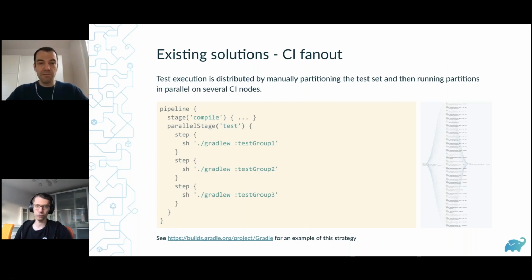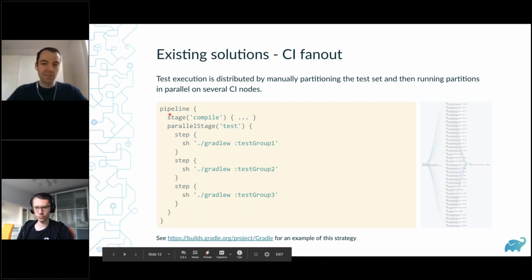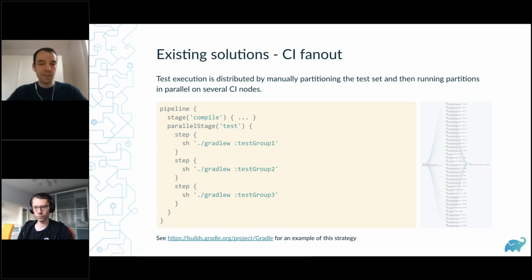Another solution is called CI Fanout. Here test execution is distributed by manually partitioning the test set and then running the partitions in parallel on several CI nodes. It usually looks like this. This is a pseudo pipeline script. You have some stage, called compile, where you compile all your test classes or your production classes as well. And if you have a build cache, you can store that in the build cache, so later stages don't have to redo those steps. Then in the next stage, which you can run in parallel, you will have different groups of tests running, which in this case are modeled as Gradle tasks. Could also be includes, excludes, something like that, right? And those stages would be allowed to run in parallel on different CI agents.